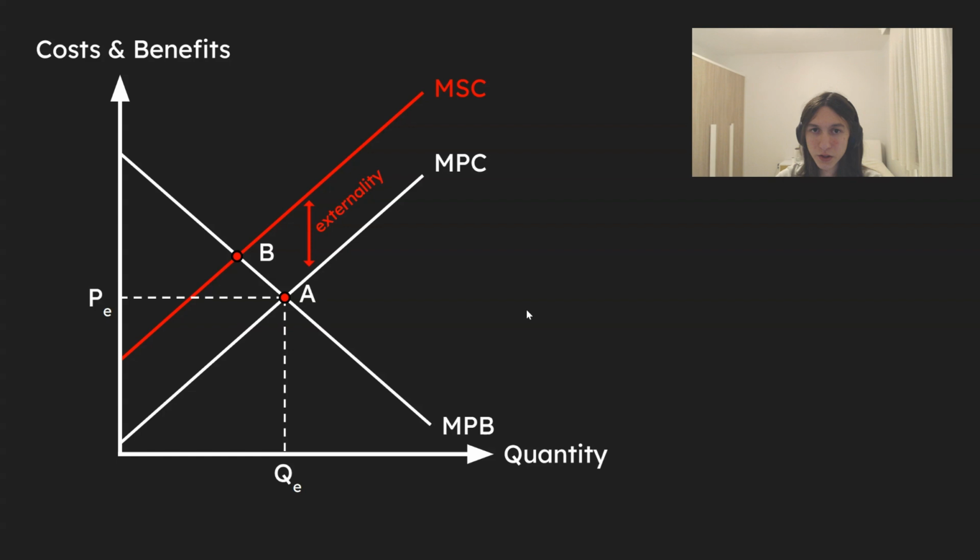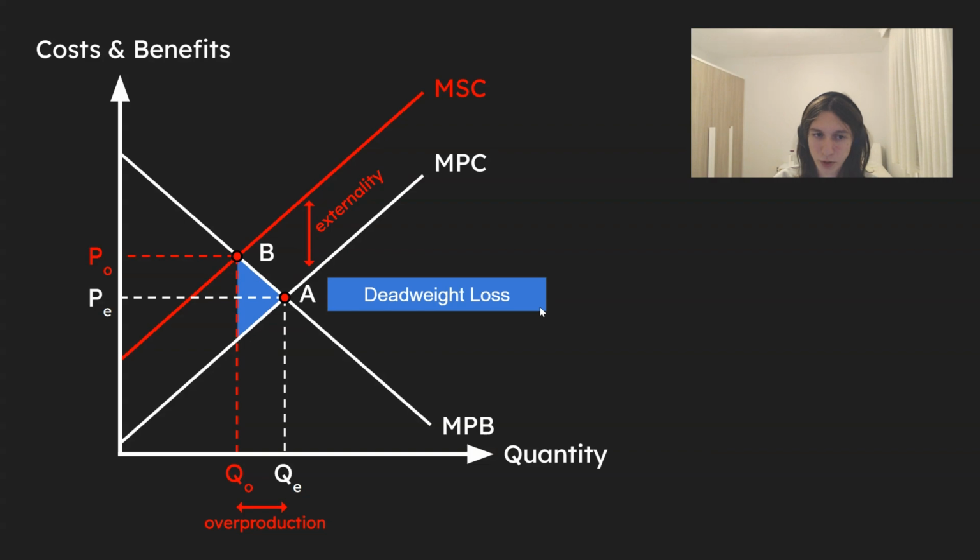As you can see here, the MSC intersects the marginal private benefit at a completely different point than the MPC does. This new point, point B, will be our socially optimal equilibrium point. When a negative externality exists, QO, the socially optimal quantity of a good, is less than the equilibrium quantity of that good. Society in a free market would produce more of that good than they should. This means there's an overproduction of that good by amount QO to QE. The overproduction of this good creates a deadweight loss equal to the area of the blue triangle shown.